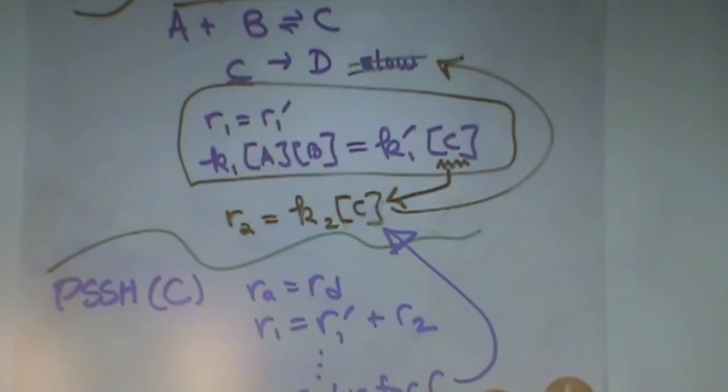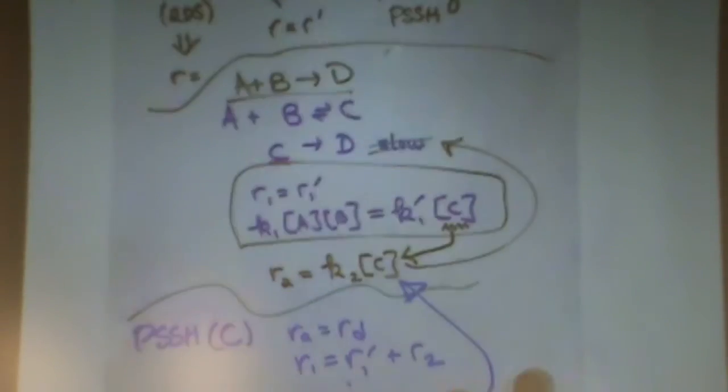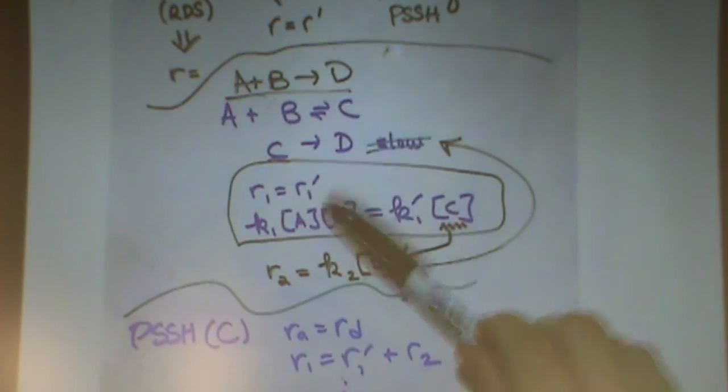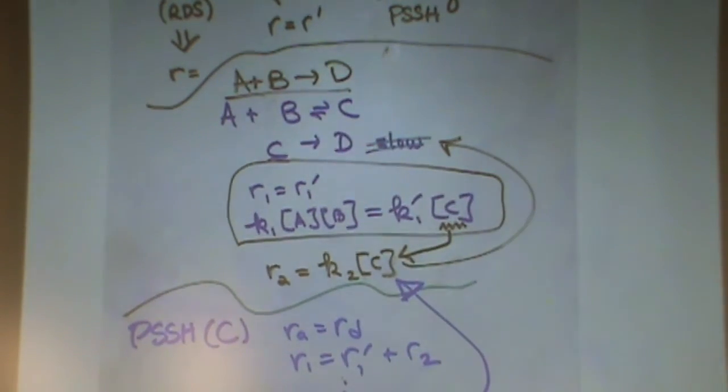Okay, so just read the question and see what it asks for. Again, if it says the word slow, you can do it the easy way, especially if there's a reversible step. If it doesn't say the word slow, you have to do it this way with the PSSH. Okay? Any questions on that?